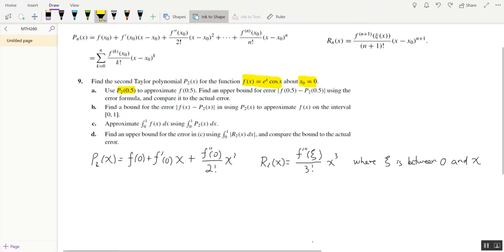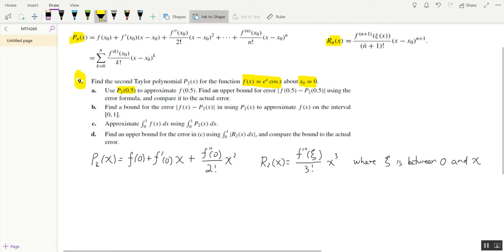Hi guys, I would like to demonstrate how I would solve this problem number 9 that is assigned as a homework problem. Once you know how to solve this problem, I believe that you should be able to solve all the other problems because they are quite similar. So for convenience, I already copy pasted the Taylor polynomial, the nth order here, and the remainder formula.